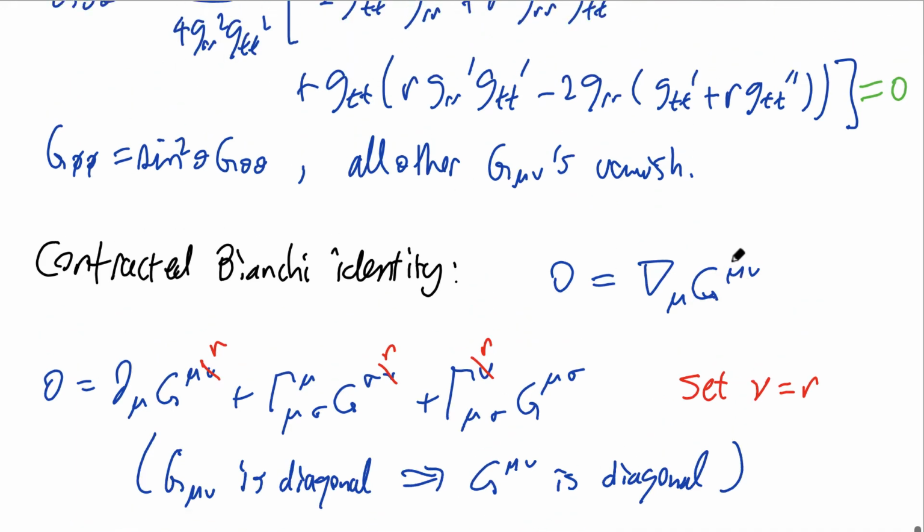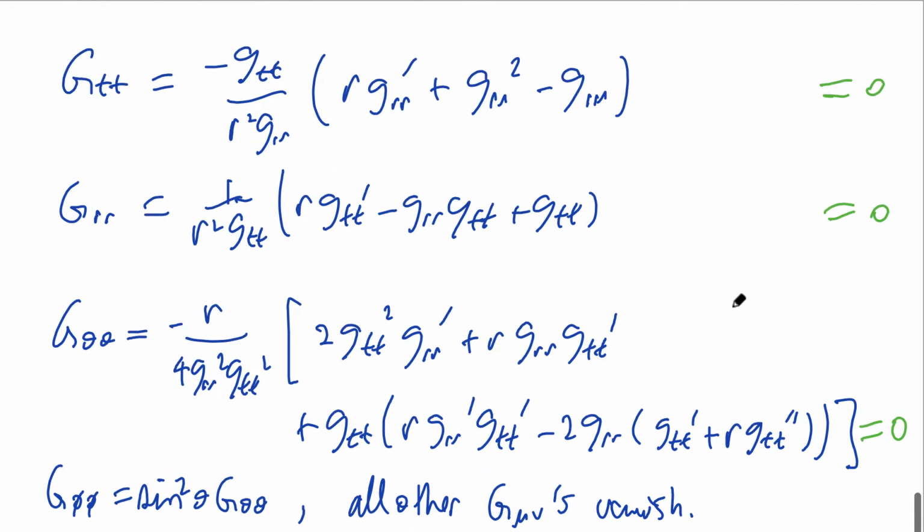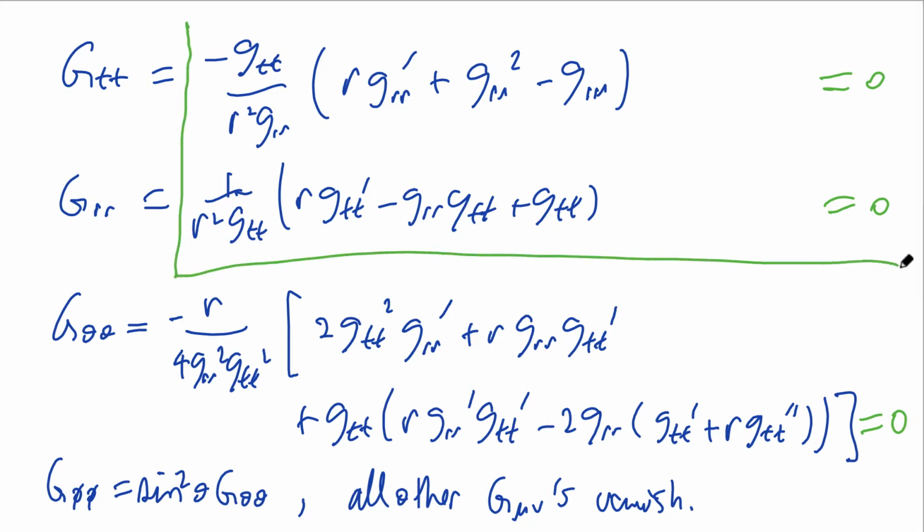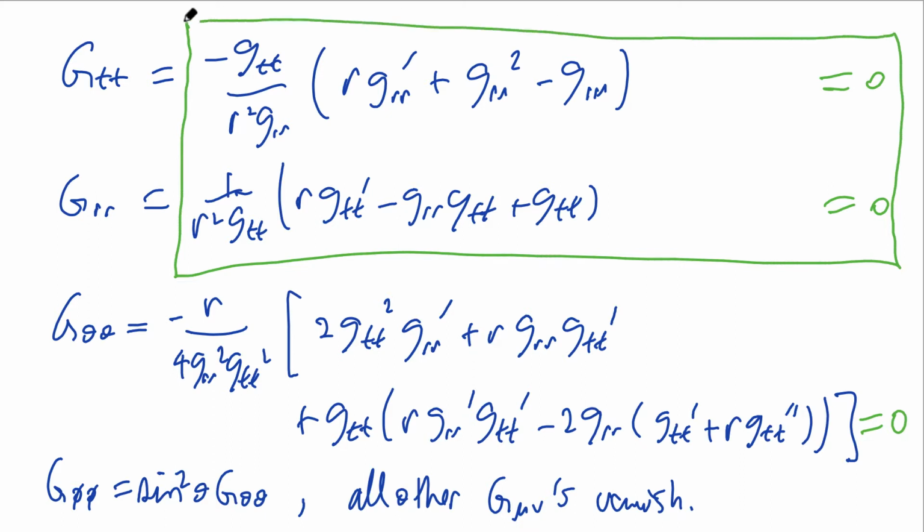So if we go back to our explicit expressions for the components of the Einstein tensor, if these two equations are satisfied, the G_tt and G_rr equations, then we don't have to worry about this equation. It's automatically satisfied. And you can verify that directly by taking certain combinations of these equations and derivatives of these equations, and you can show that this equation holds. So we just need to satisfy these two equations for the two unknown functions g_rr and g_tt.